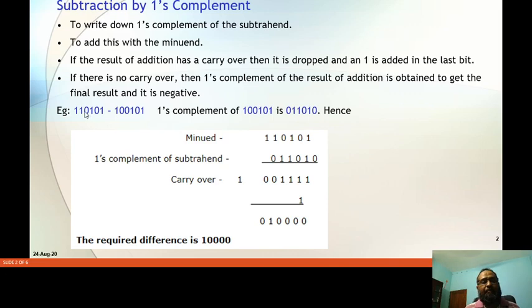See the example here. We want to subtract 100101 from 110101. So our subtrahend is 100101. First we have to find the ones complement of that subtrahend, that is 011010. Then you have to add. While adding, we will be getting a carry 1. You have to add that carry to the sum. So we will be getting 10000. That is the difference of these two numbers.